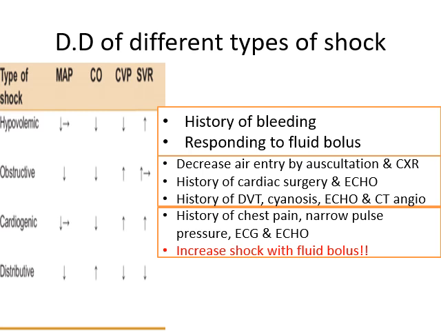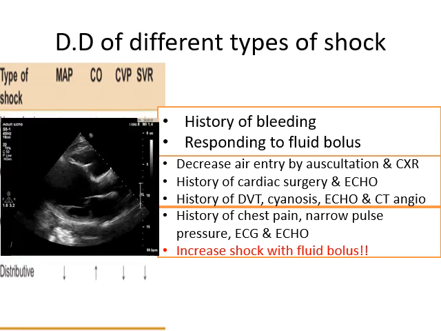In cardiogenic shock, you can easily diagnose this patient by history of chest pain, of angina, narrow pulse pressure, the blood pressure will be, for example, 90/70, and ECG ischemic changes, for example, and you can auscultate the base of the lung and detect fine basal crepitations of heart failure, and by echo you can detect defective contractility of the pumping power of the heart.